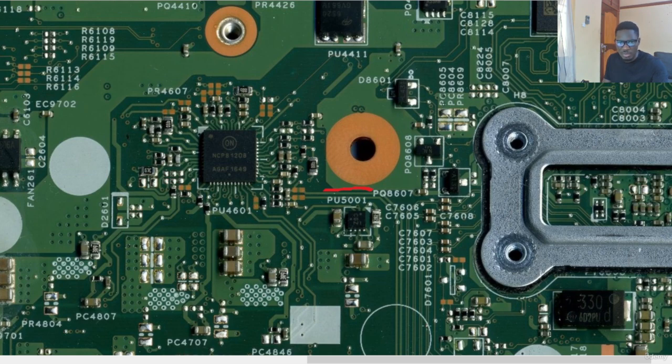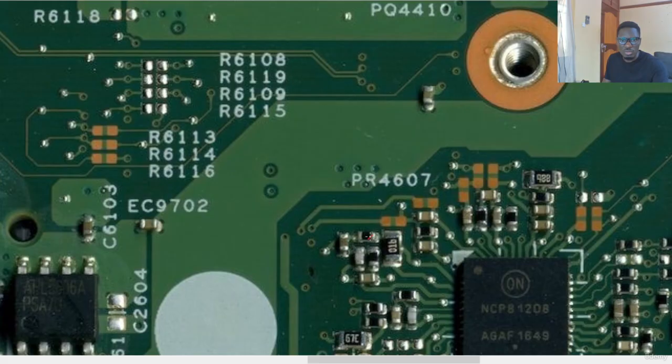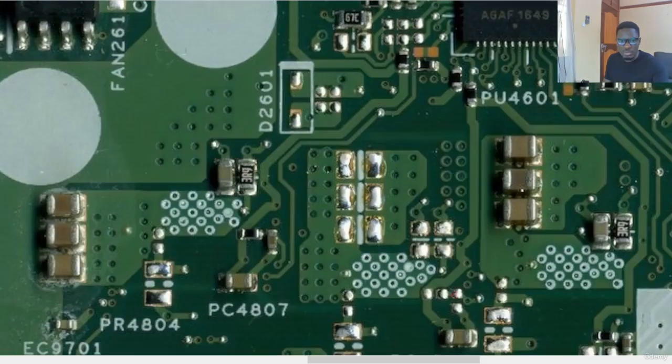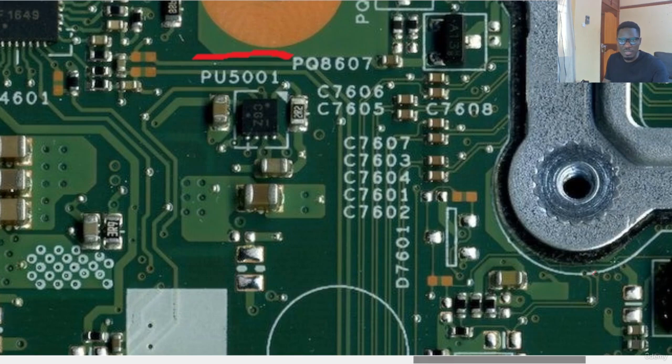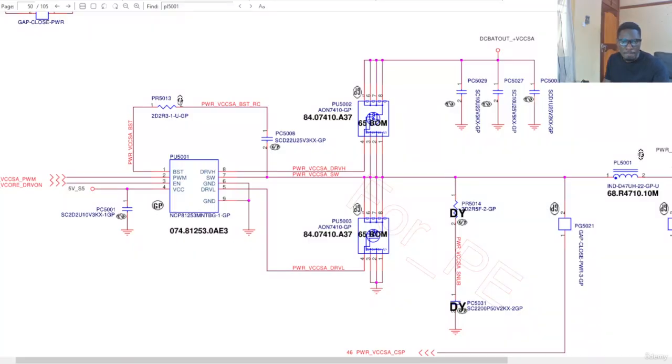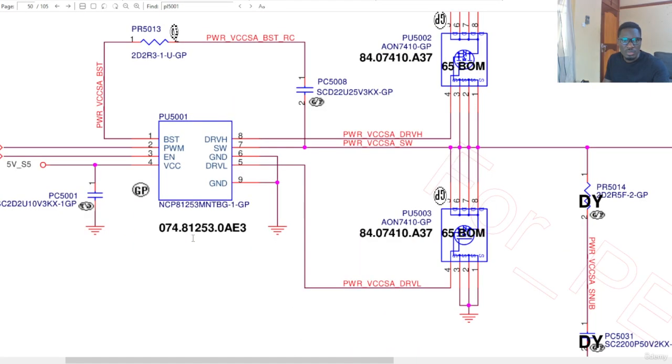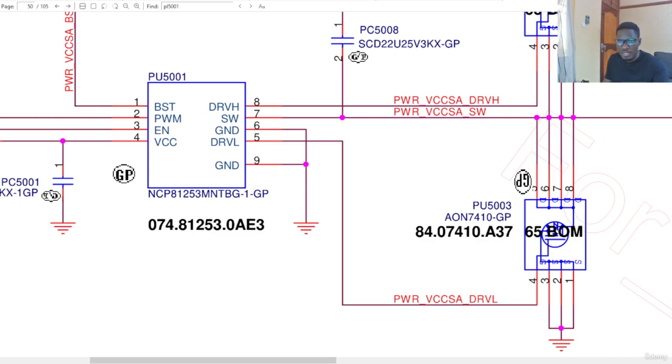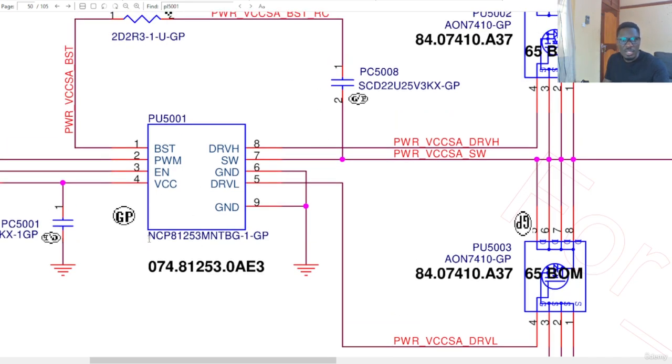And now this is where I told you that reading the labels of the motherboard is better than the labels on top of the chip. Let me show you something here. You see this chip on top is called CGZ. Now if you go to your schematics and look for CGZ, you won't actually find it. If you take a look, this chip is actually called a different label. You see it's called NCP81253MN-TBG.